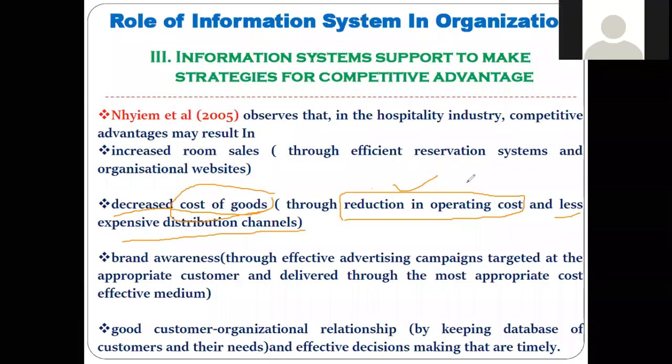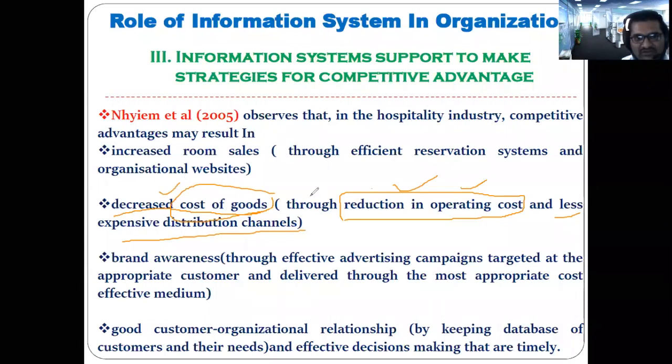Do you understand what I'm asking? Reduction in the operating cost. What I ask is, decrease the cost of goods using what? Through the reduction in the operating cost and through the less expensive distribution channels. How can the operating cost be reduced? That is my question.